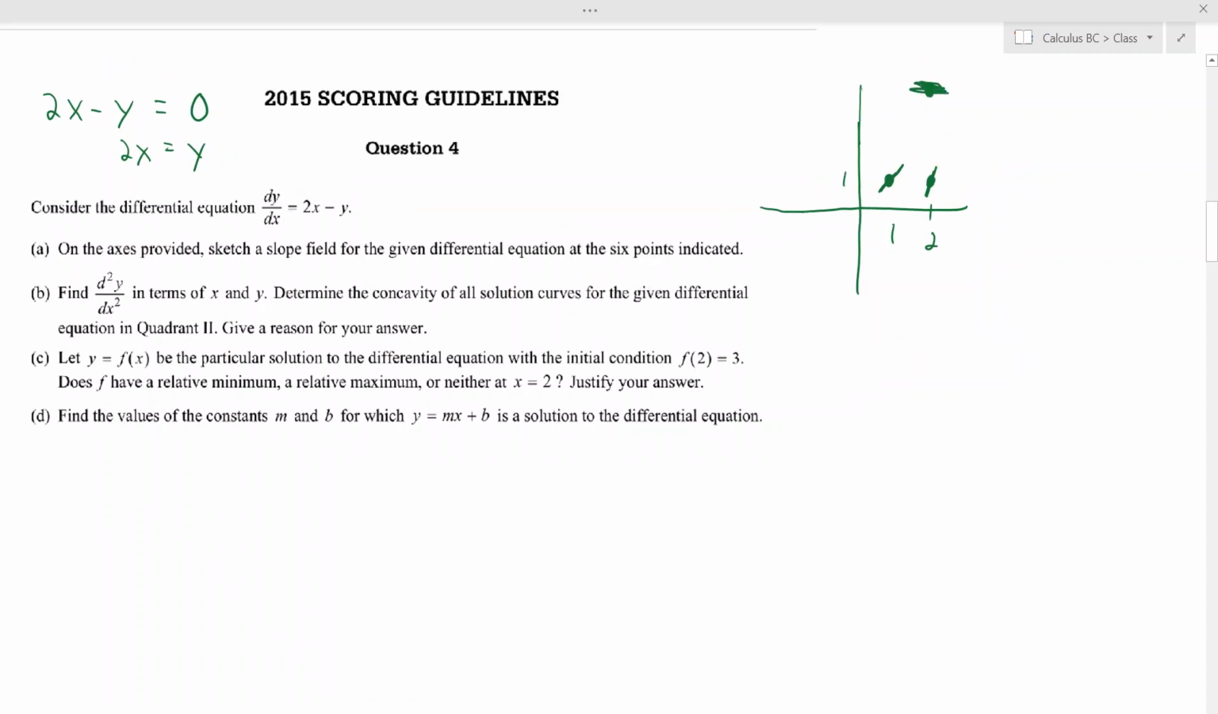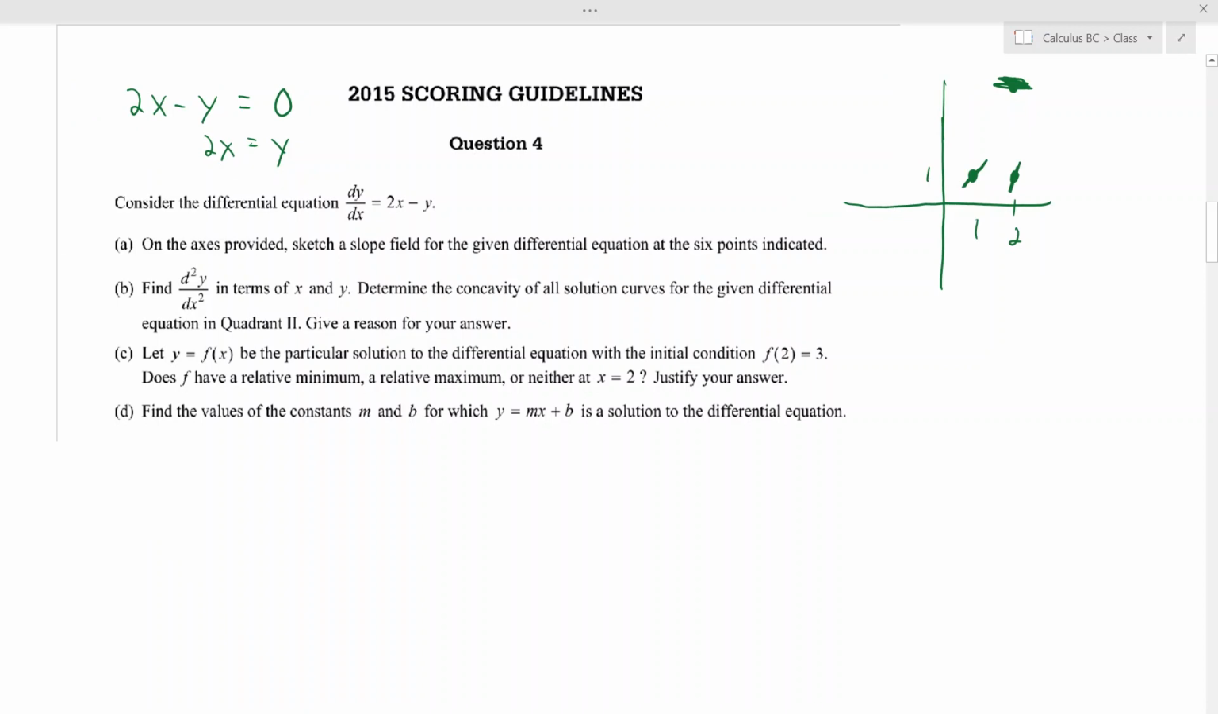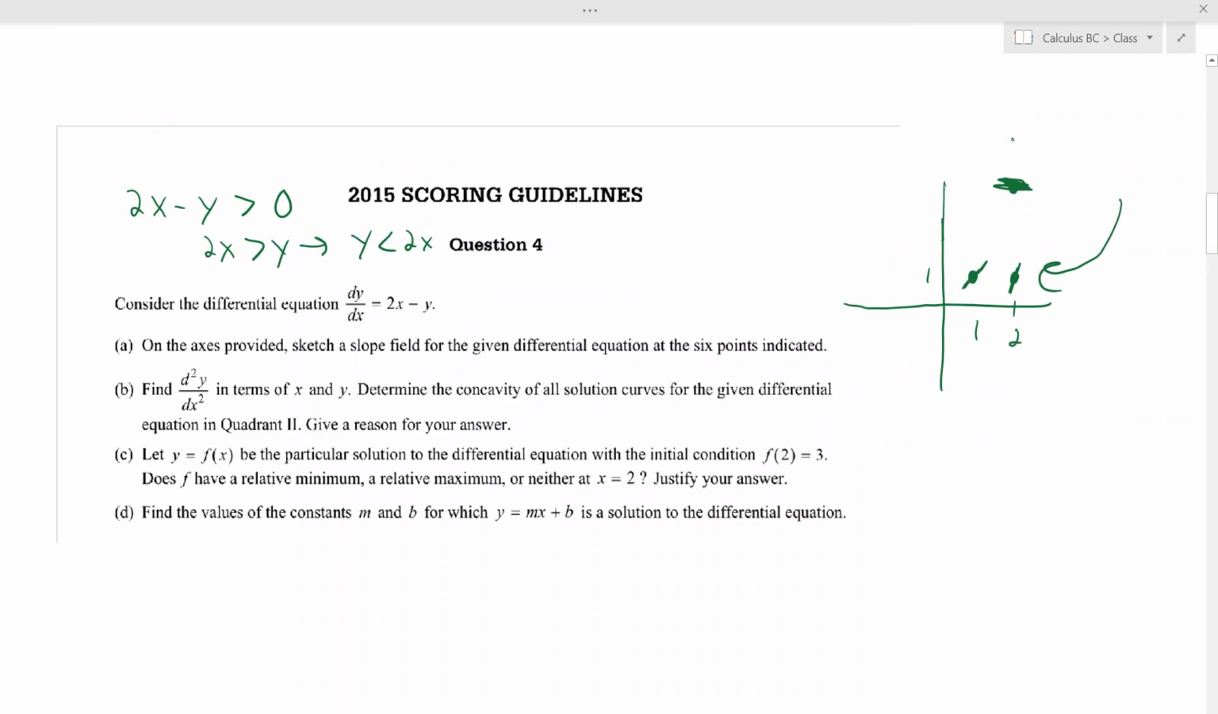Does that make sense? If you wanted the slopes to be positive, which again, they didn't ask, but they could, then you need the derivative to be positive. So we need any point that's below the line y equals 2x. We want y to be less than 2x, which makes sense because over here, see how the slopes are positive? But if I took a point above it, like 2, 5, you would see a negative slope there.